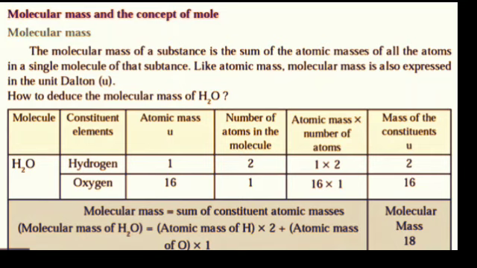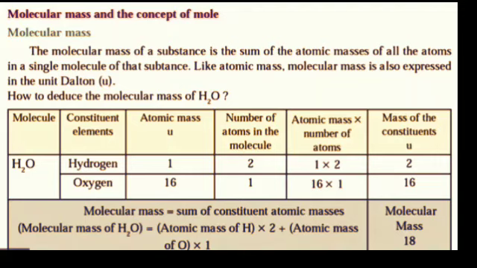Suppose H2O. H is a single element and oxygen, that is O, is also a single element. But when H and O combine with each other by the chemical attraction between hydrogen and oxygen, H2O is formed, and this is called a compound or a molecule. Now, in the example, see this table, how to find out the molecular mass of H2O. Now, H2O is a molecule.